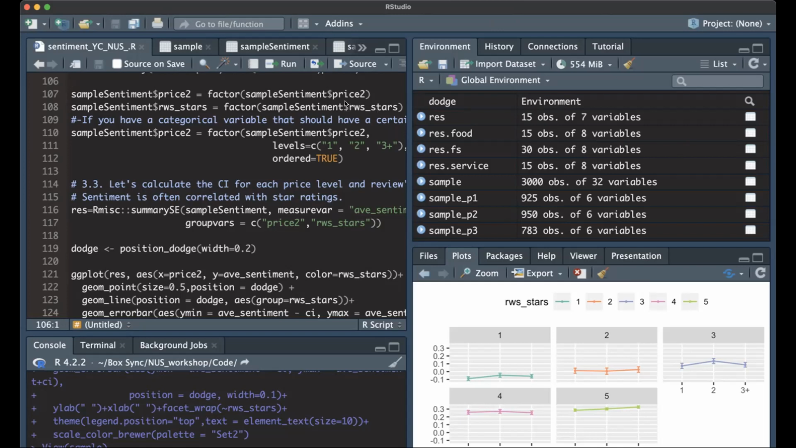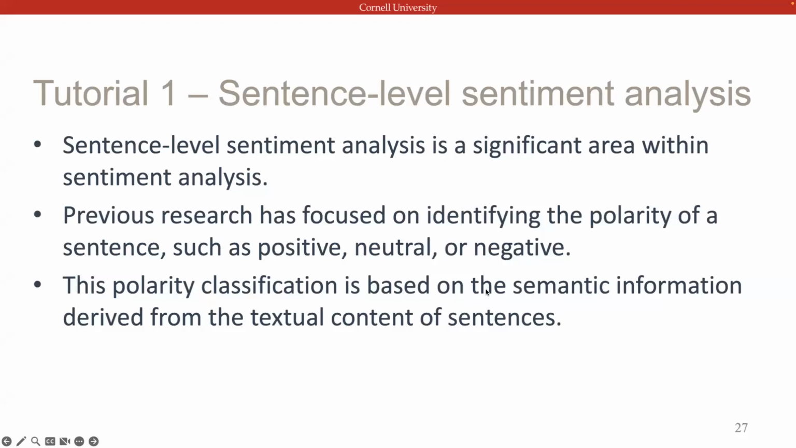Let me switch my screen. Can you see my slides? Oh no, let me double check.